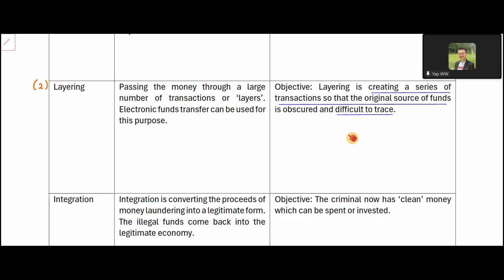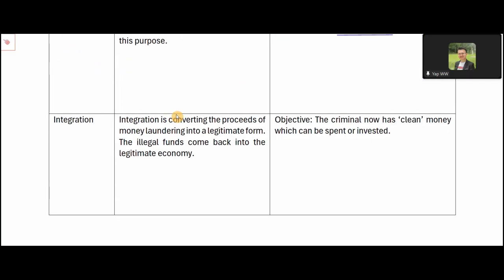It makes everything look like it makes sense, right? So lastly, when the money is coming back eventually, that will be the final step, integration.